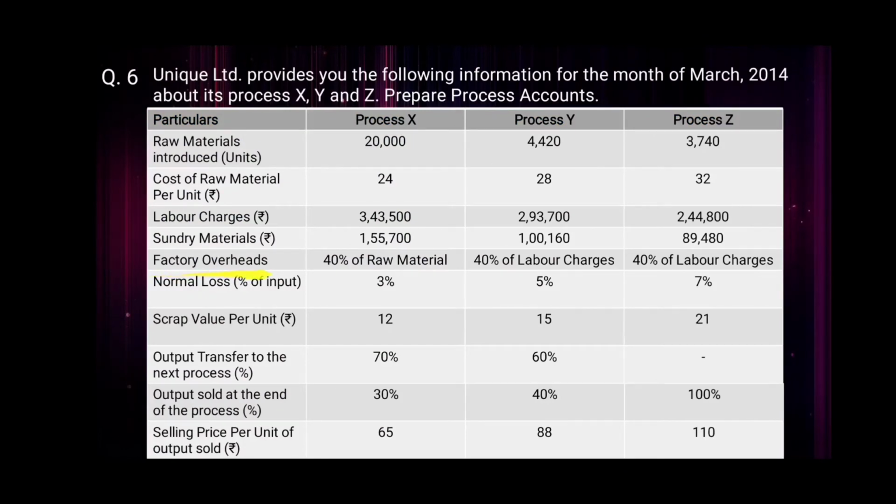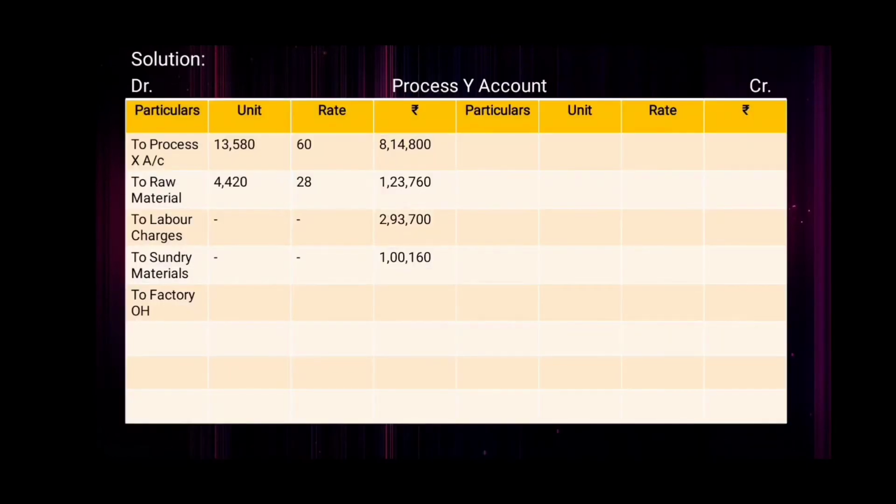Next, factory overheads is given as 40% of labor charges. So we'll record it. To factory overheads, that is 40% of labor charges, that is 2,93,700. So the amount will be 1,17,480.